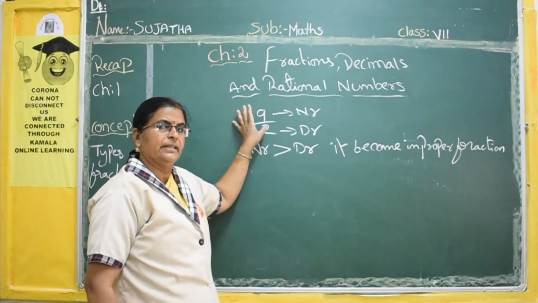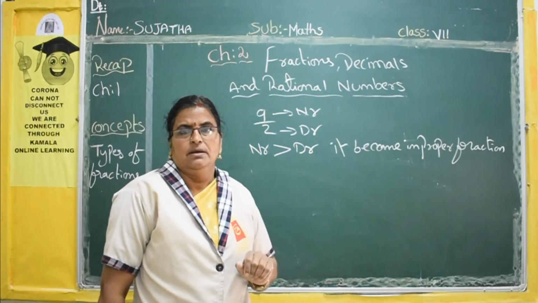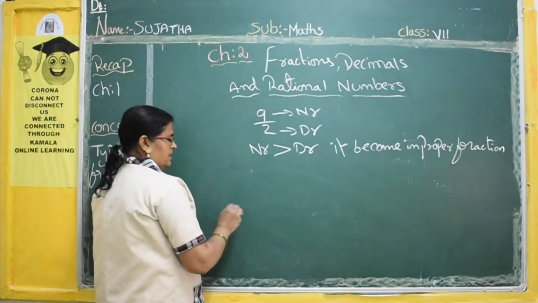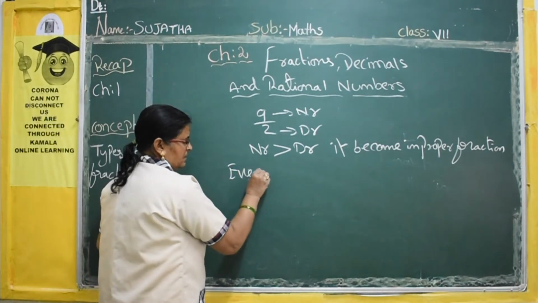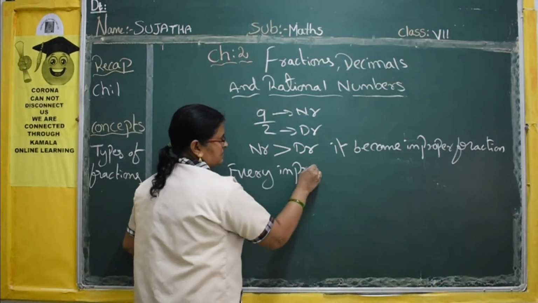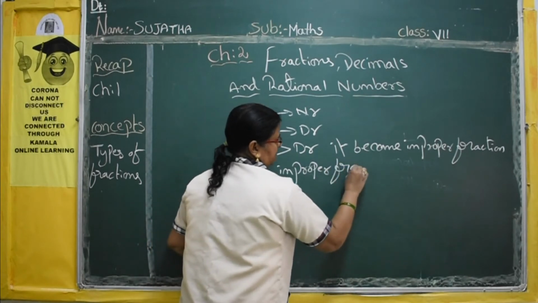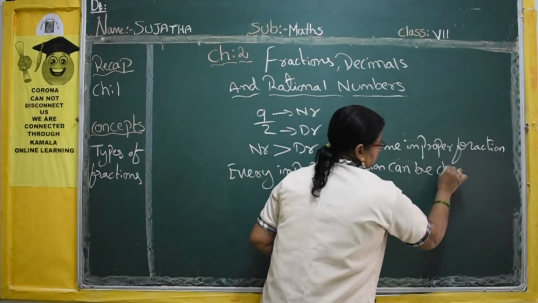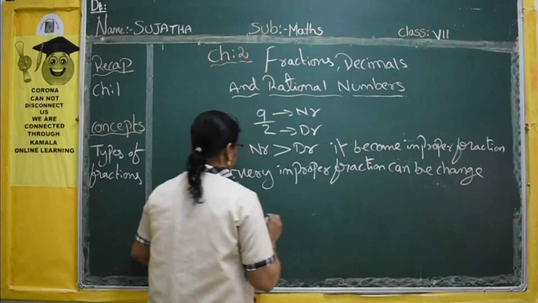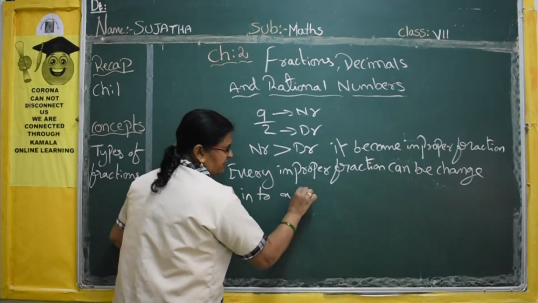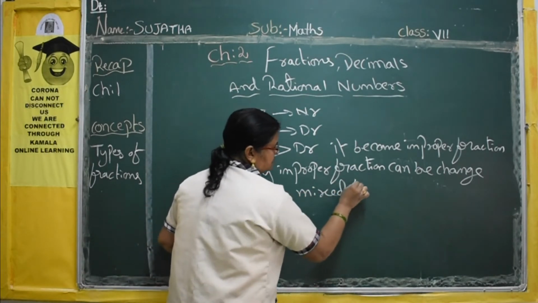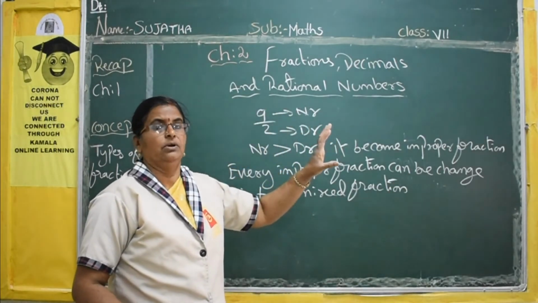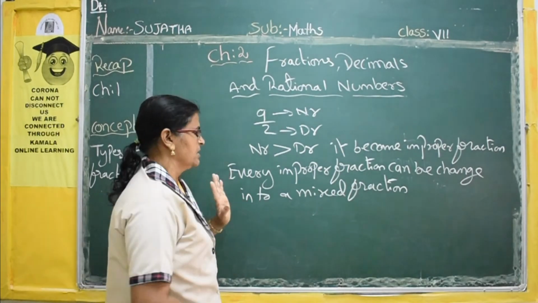Now, any improper fraction can be changed into a mixed fraction, but not a proper fraction. If you take an improper fraction, only then can you change it into a mixed fraction. If you take a proper fraction, you can't change it. That I will show you. Every improper fraction can be changed into a mixed fraction. Understood? Not only one, every improper fraction can be changed.